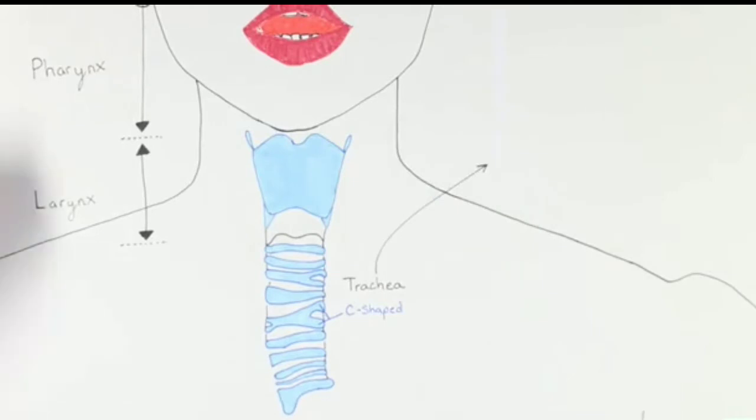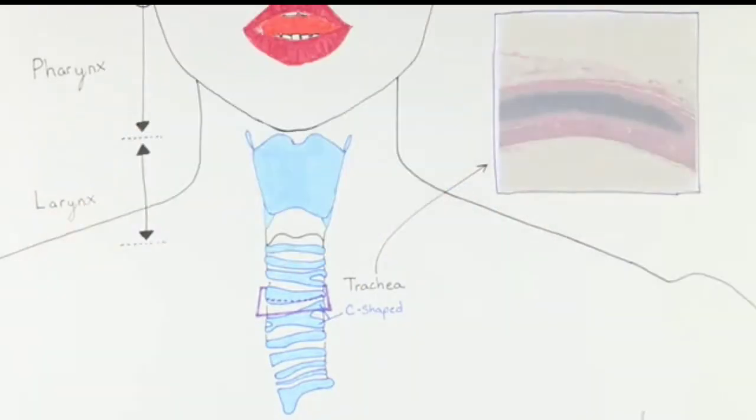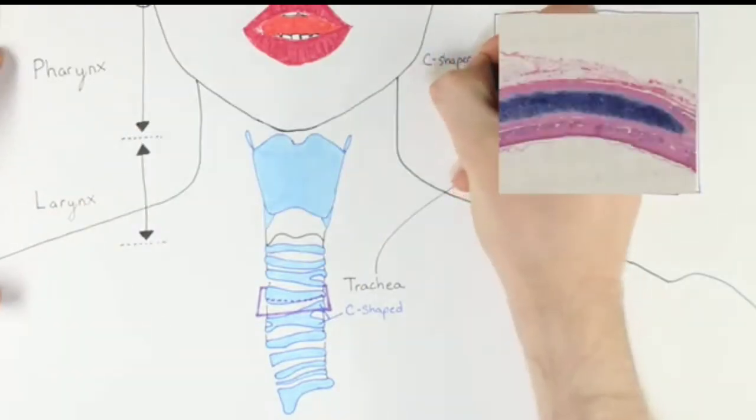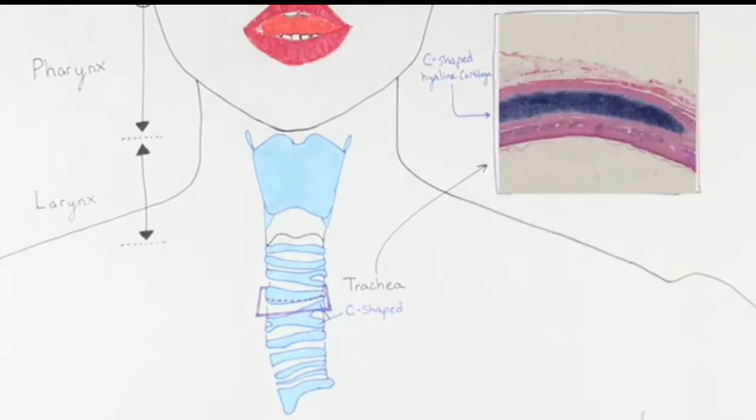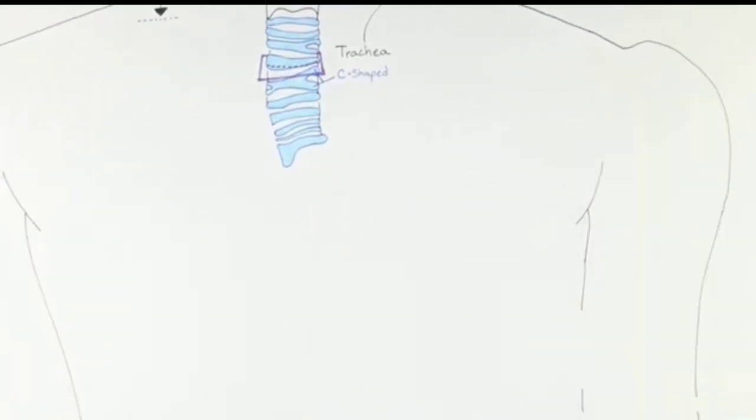Let's take a look at an H&E stain slide of the trachea underneath the microscope. This slide shows a horizontal slice of the trachea and captures part of the incomplete ring of hyaline cartilage shown in blue. The next part of the respiratory tract is the two primary bronchi, which I will draw in now.